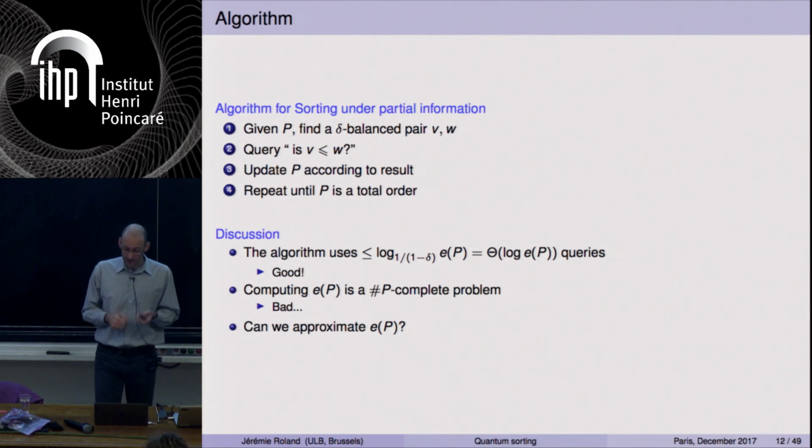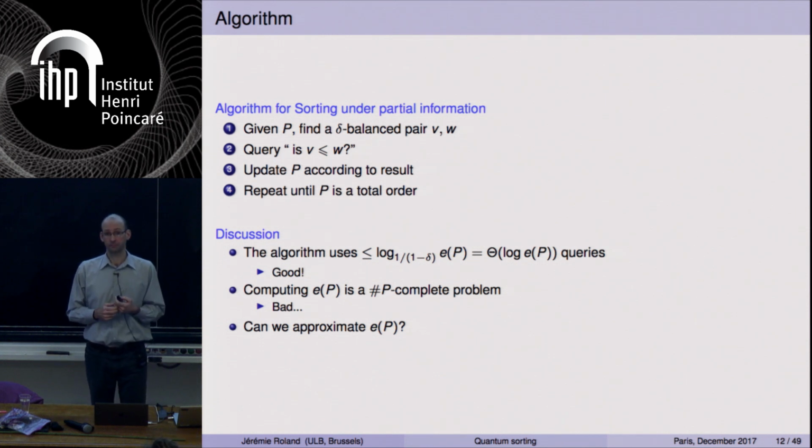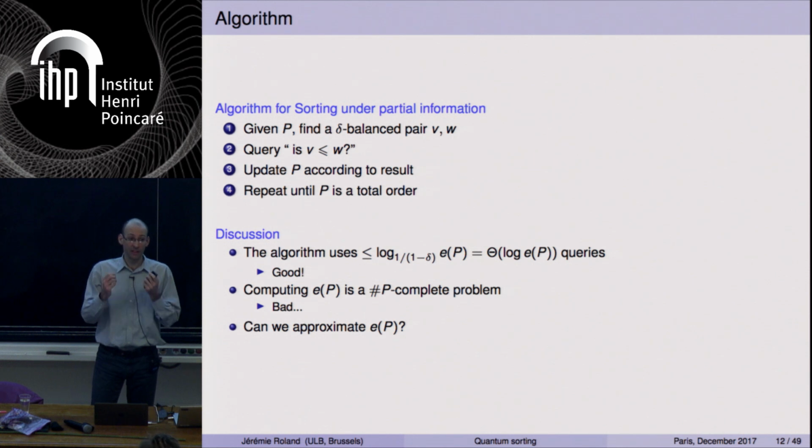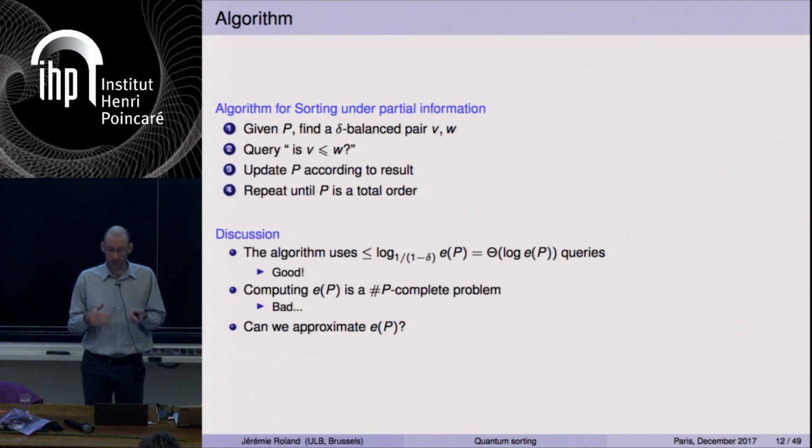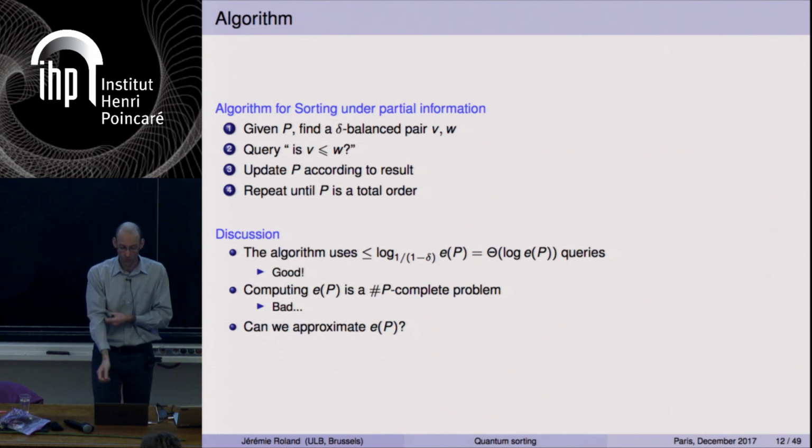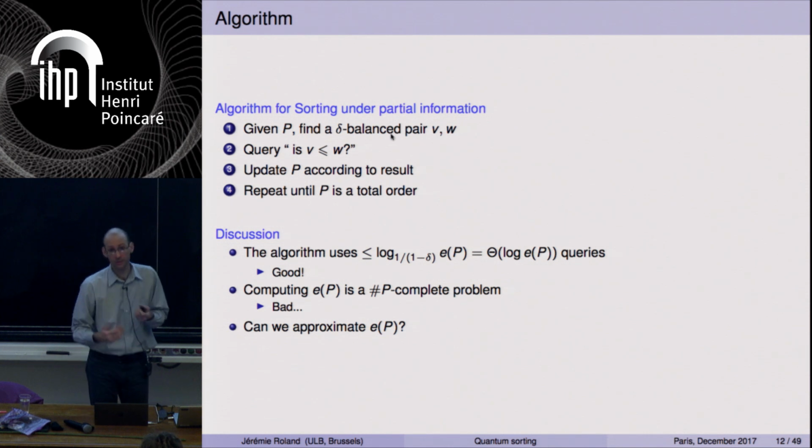So the idea is to find a way to approximate E of P. And this way, instead of computing E of P exactly, which is sharp P complete, we will find an approximation of E of P faster, and then use an algorithm which is similar to that one, but which will not have this disadvantage.